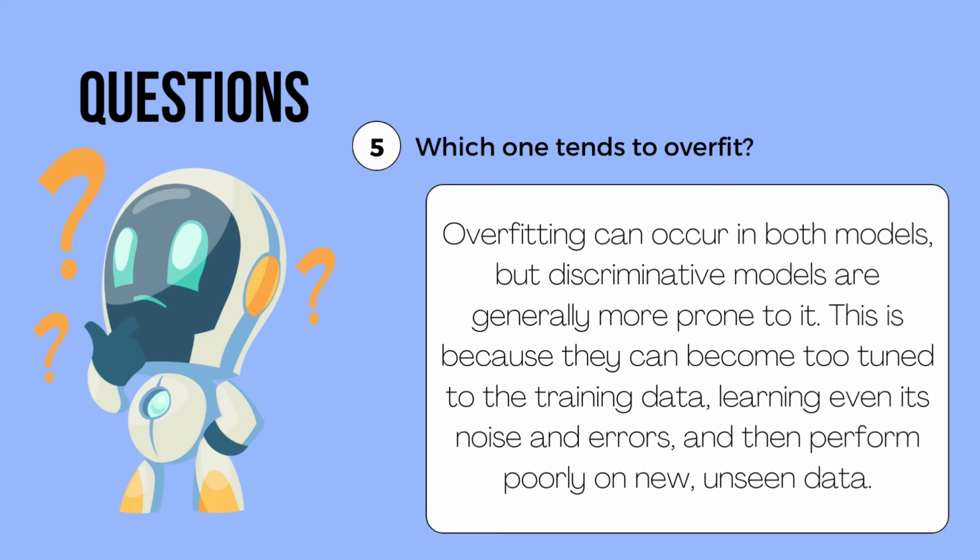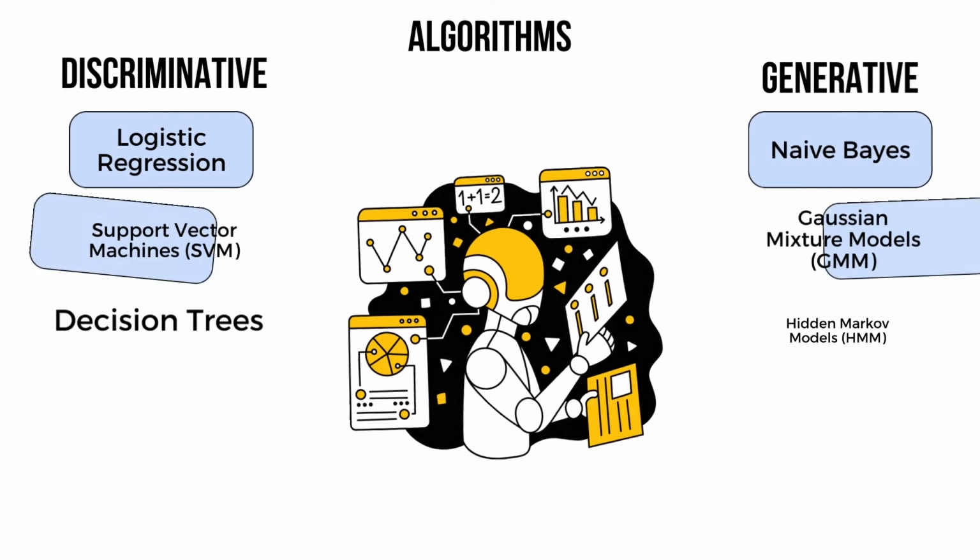And the last question is, which one tends to overfit? Overfitting can occur in both models, but discriminative models are generally more prone to it. This is because they can become too tuned to the training data, learning even its noise and errors.